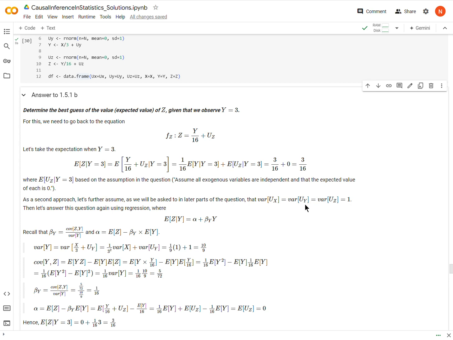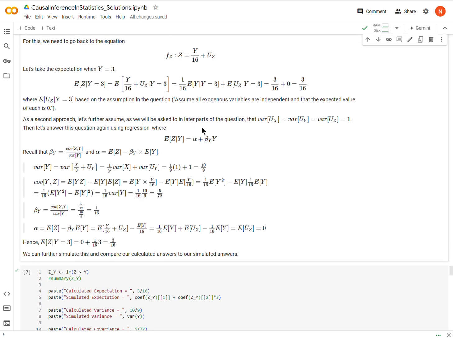As a second approach, we will use regression. Now we say that the expectation of z given y is equal to our linear combination here, where the beta term is given by the covariance of z and y divided by the variance of y. And then alpha is just going to be the expectation of z minus beta times the expectation of y. I won't go through all of the math here, but you should be able to follow it.